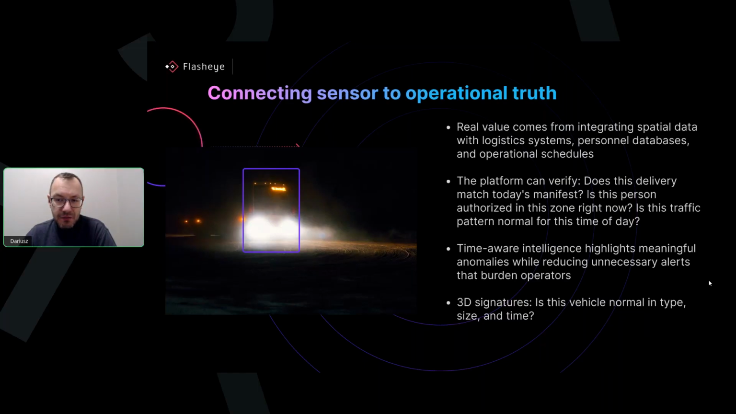Time-aware intelligence highlights meaningful anomalies while reducing unnecessary alerts that burden operators. So the operators can focus only on the most important and most urgent things to resolve. Moreover, those systems can provide 3D signatures. Is this vehicle normal in type, size, and time? All this kind of metadata can now be accessed and utilized together with other systems at the same time, other information, as I mentioned, personal databases, operational schedules, and so on.